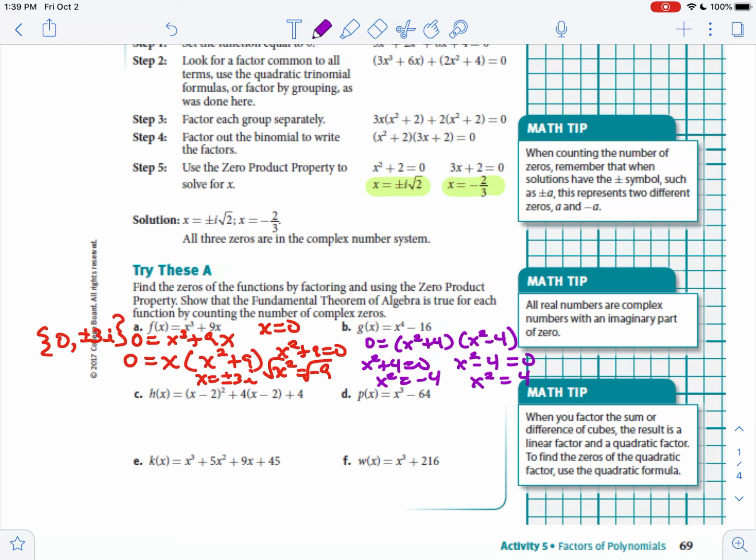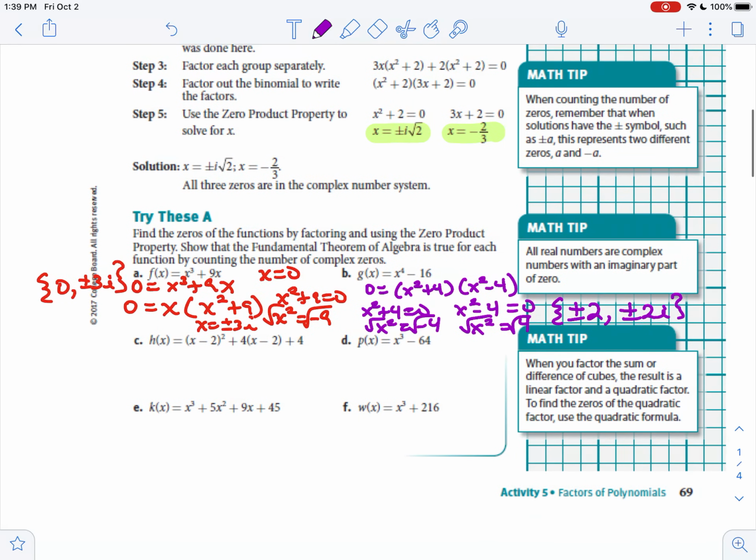When we take the square roots of both sides, we're actually going to get four solutions. On one side plus or minus 2i, and on the other side plus or minus 2. So we're going to get plus or minus 2 and plus or minus 2i. When we take the square roots of negatives, remember we get i's.